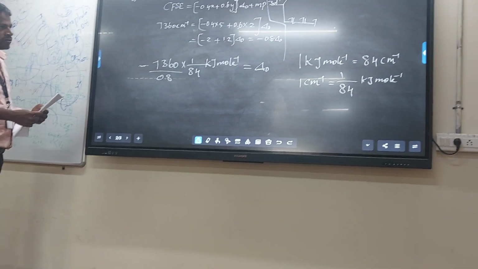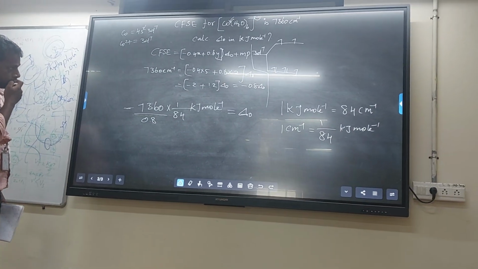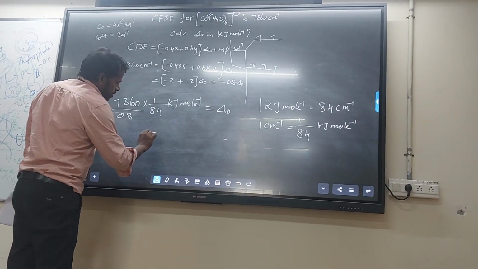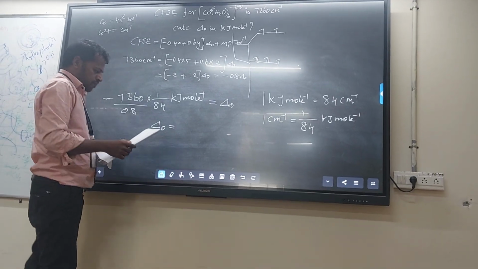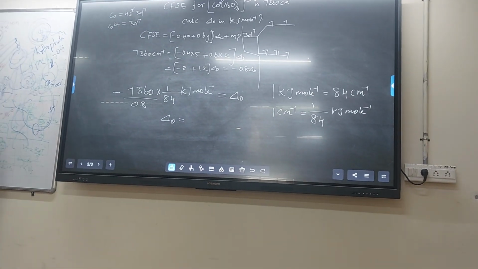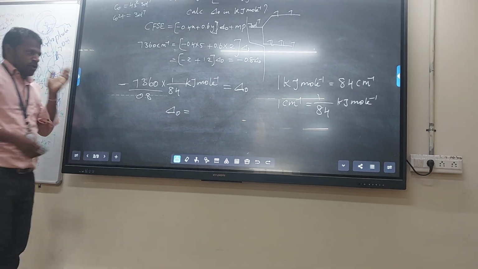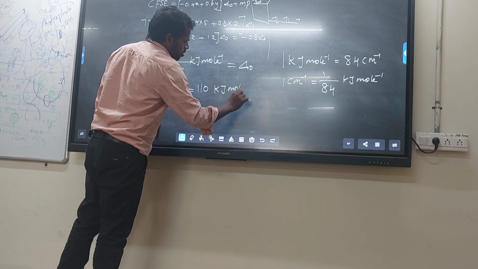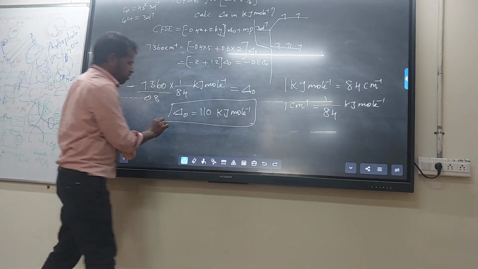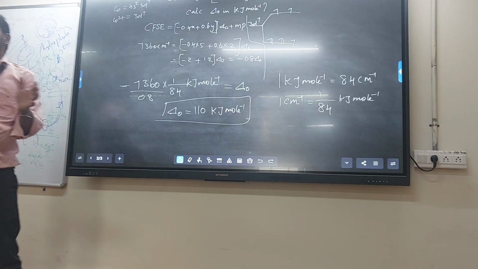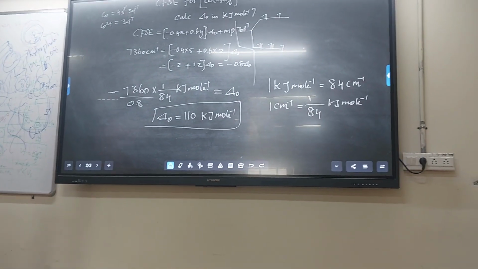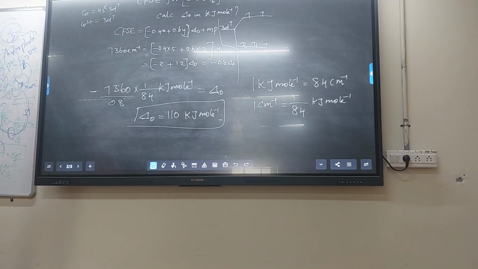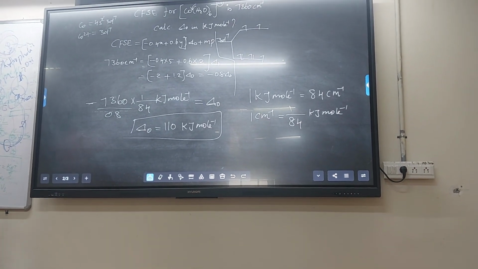Am I right? So finally, what do you get? Delta naught equals how much? 109, approximately 110 kilojoule per mole. That's what the minus and plus indicate, lower or higher. You understood, right? How much energy is lower or how much energy is higher, that is what the sign indicates here.